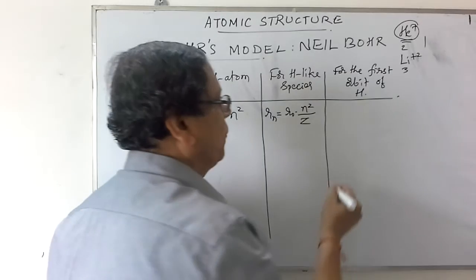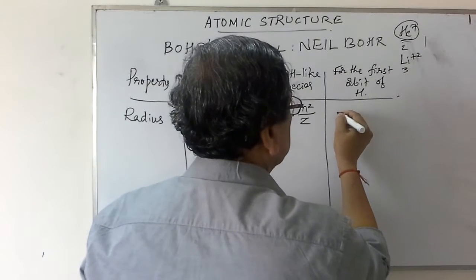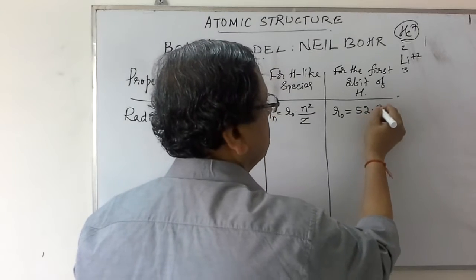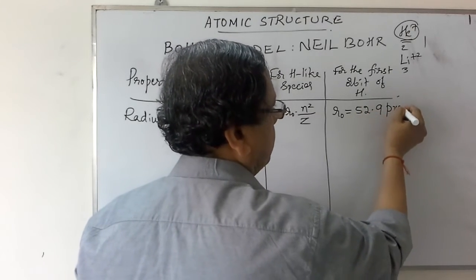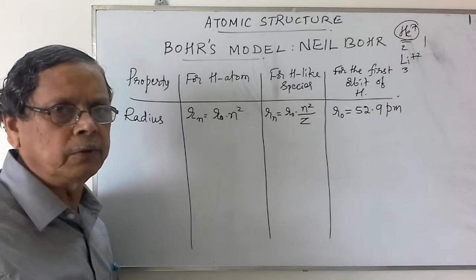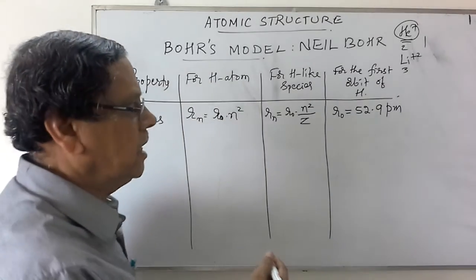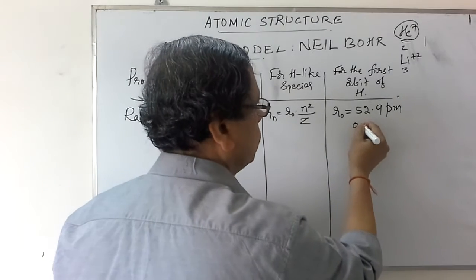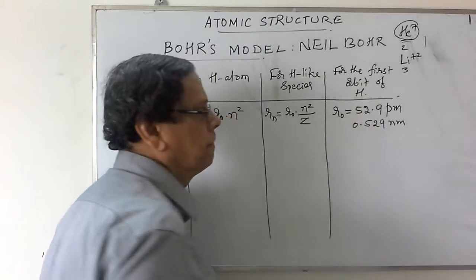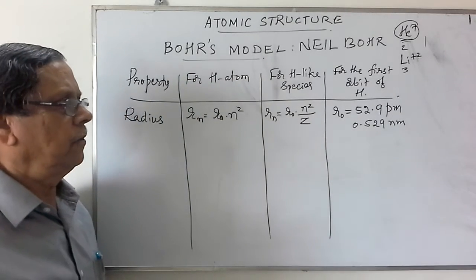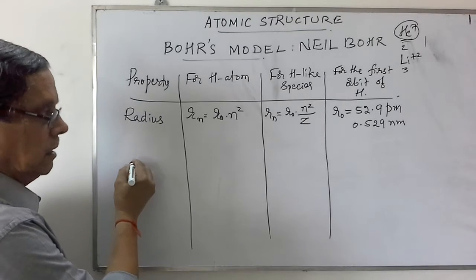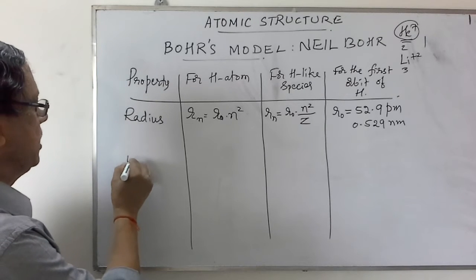Then the R0 value for hydrogen is found to be 52.9 picometer. In terms of picometer, it is 52.9 picometer, or we can also write this as 0.529 nanometer.